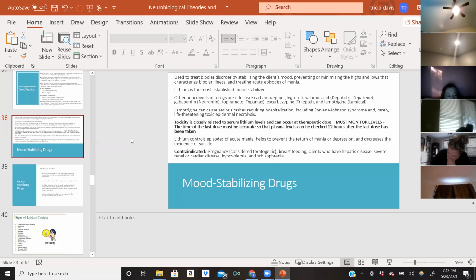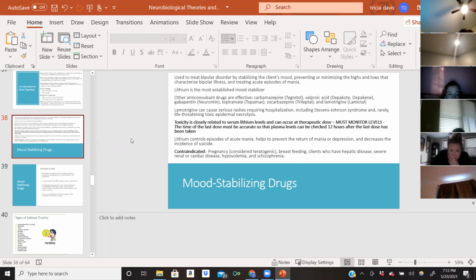So we have carbamazepine, which is Tegretol, valproic acid, which is Depakote or Depakine, gabapentin, also called Neurontin, topiramate, which is Topamax, oxcarbazepine, which is Trileptal, and lamotrigine, which is Lamictal. So these are anticonvulsants.